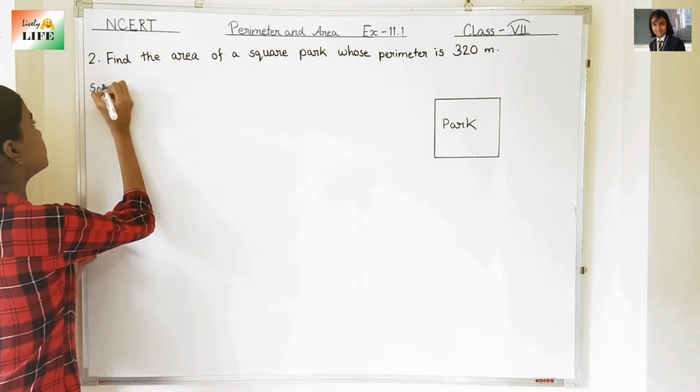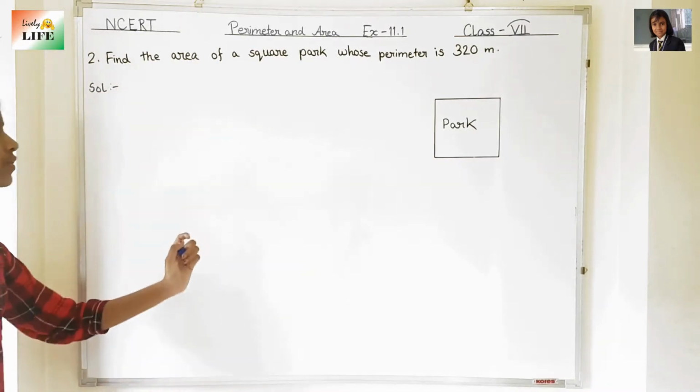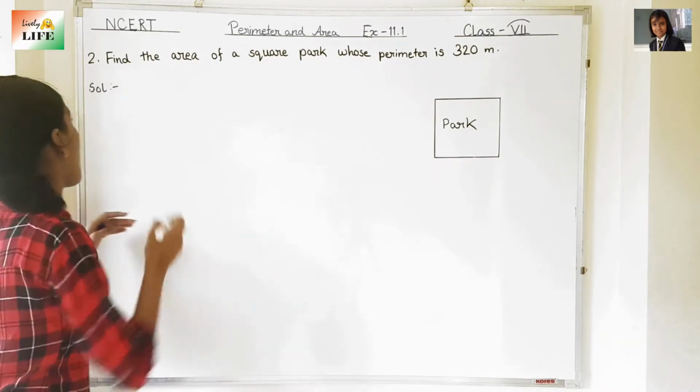So solution. First, perimeter of square.